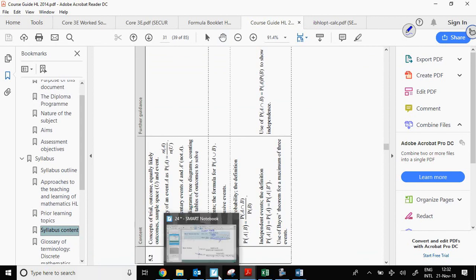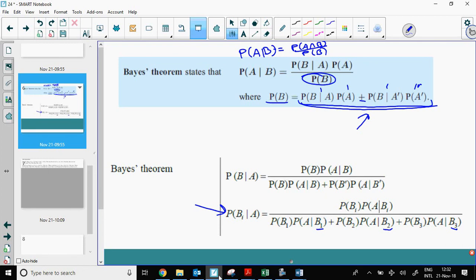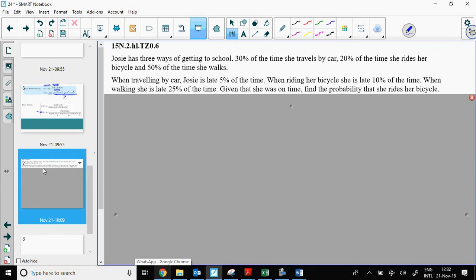Now, I think this is stupid. This formula, to me, is needlessly complicated. If you like this, awesome. But I don't think you should need to do it this way. We can use a tree diagram. I'll show you an example. Here's a previous IB problem. Take a moment to read it.